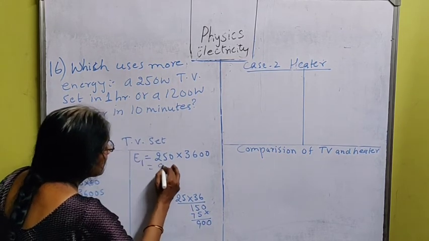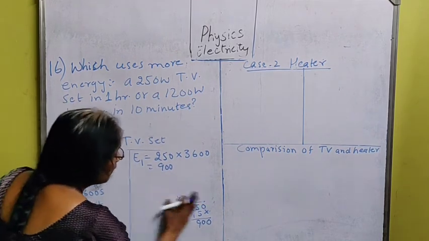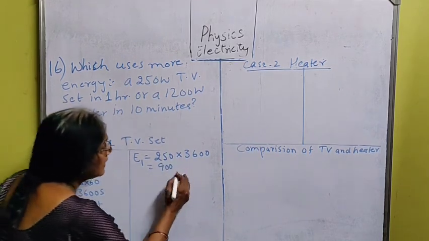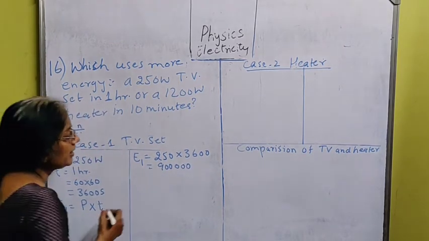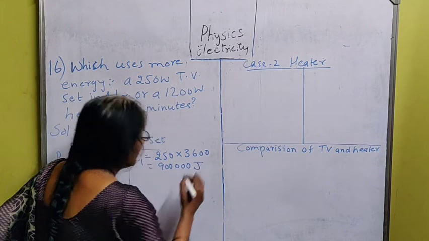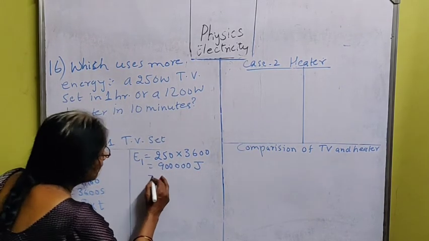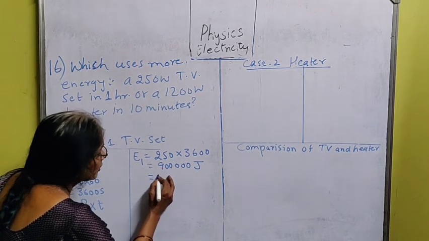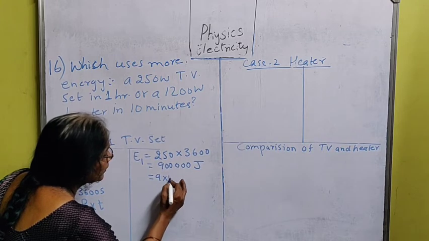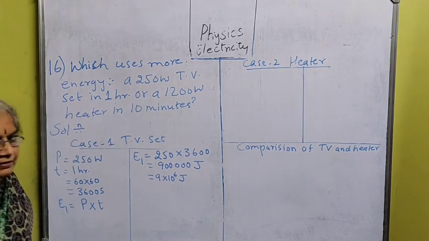So you got it as 900 and what we have to do? We have to add this 3 zeros. So 1, 2, 3 zeros. That many joules. So energy is given in joules. But we will convert this into powers. So 1, 2, 3, 4, 5, 6. So we can write this as 9 into 10 to the power of 6 joules.